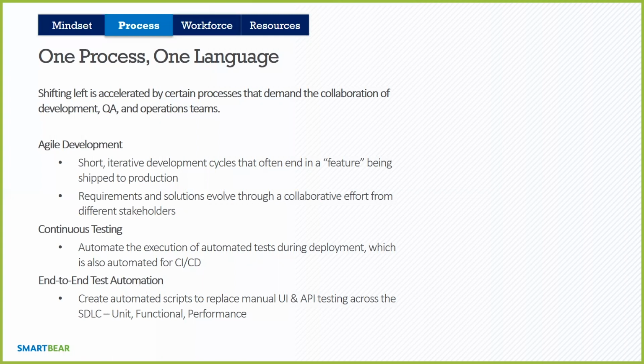And then end-to-end test automation. You're creating automated scripts to replace manual UI and API testing across the SDLC. So this is not just the unit testing and functional testing that may occur in development and test and QA, but also performance testing. So you're creating automated scripts throughout this process, which allows you to also enable one process, one language for all the stakeholders involved.